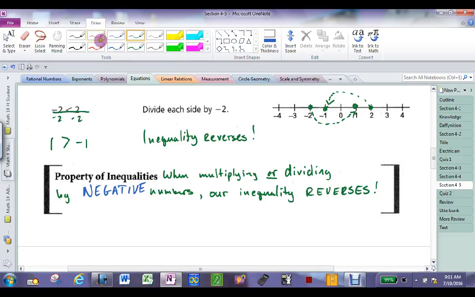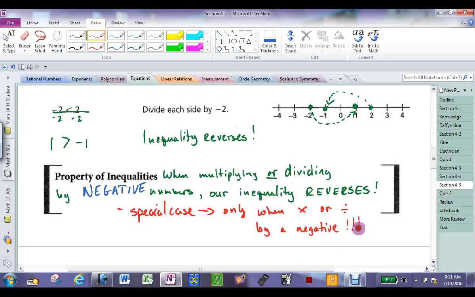Reverses. And this is a special case. There's nowhere to compare it to. Okay? This is only when you multiply or divide by a negative. Okay?